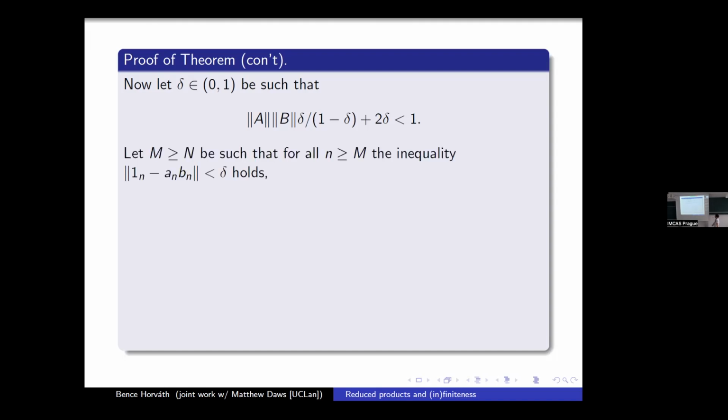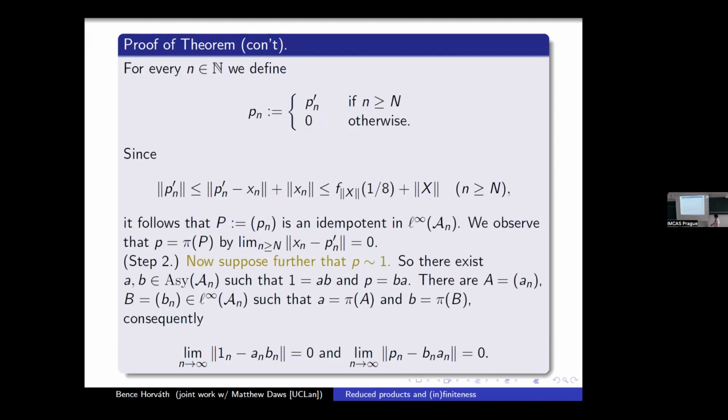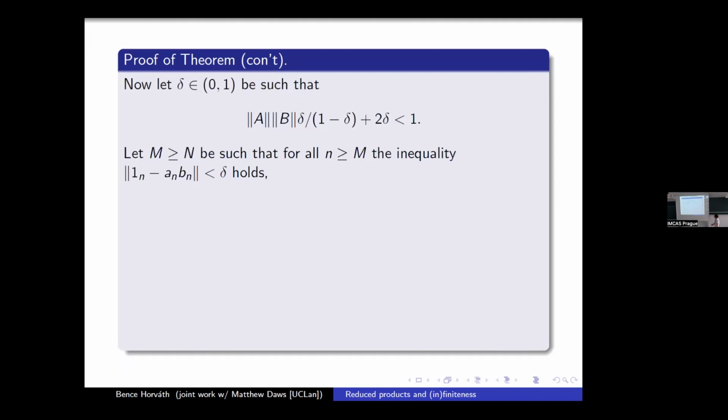You choose sufficiently large indices such that, in this previous slide, what you had here, because of these, you will have all these guys smaller than your delta.